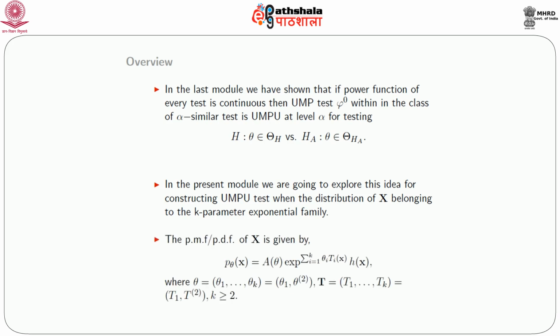Suppose the PMF or PDF of X is of the form p theta x equals a theta into exponential summation i from 1 to k theta i Ti into h x, where theta is vector valued with k elements theta 1, theta 2, theta k. We write it as theta 1 comma theta upper 2, where theta upper 2 indicates the remaining parameters theta 2 up to theta k. Let capital T equals T1, T2, Tk be a vector valued statistic. We write it as T1 comma T upper 2.